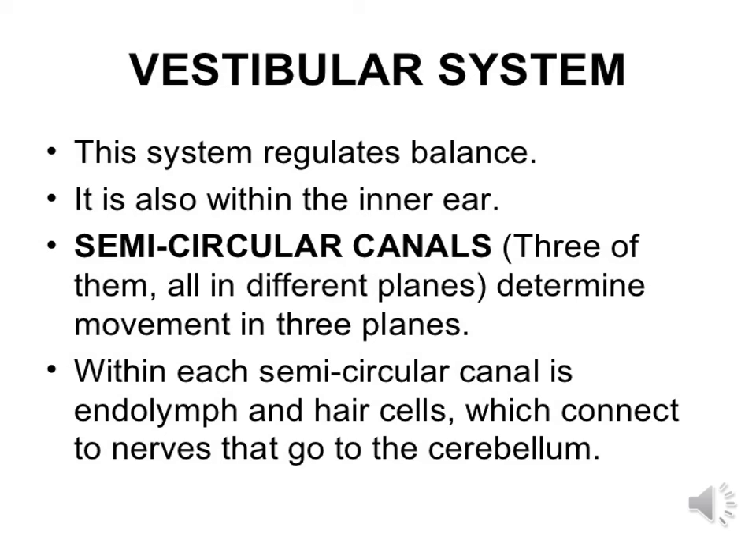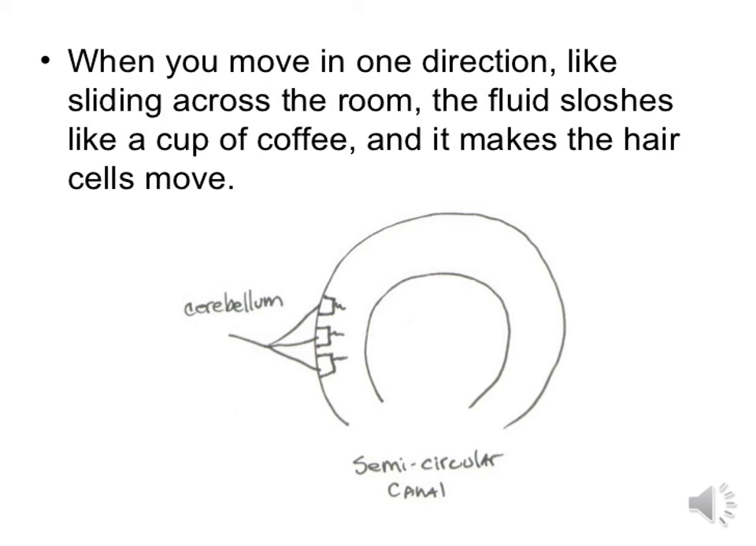The vestibular system regulates balance. It is also within the inner ear. We have three semicircular canals in different planes, which determine movement in three planes. Within each semicircular canal are endolymph and hair cells, which connect to nerves that go to the cerebellum. When you move in one direction, like sliding across the room, the fluid sloshes like a cup of coffee, and it makes the hair cells move.